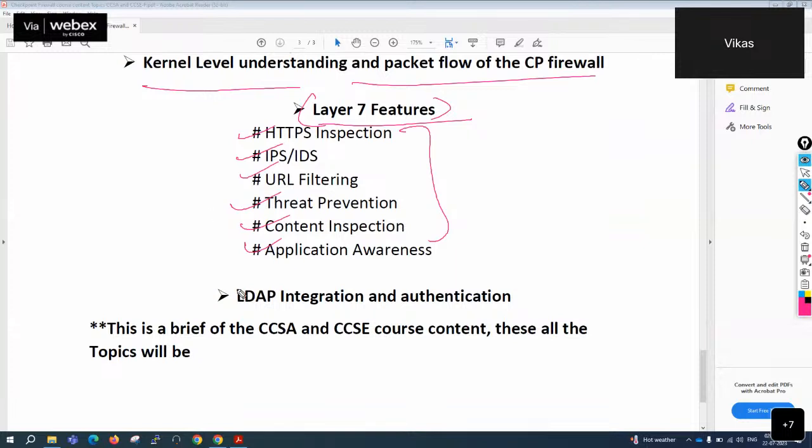After that, I'll be demonstrating the LDAP integration and authentication of LDAP on this particular Check Point firewall. So this is the brief of the CCSA and CCSE course content. There are multiple subtopics already there in this course, but I did not mention them, right? Because otherwise this PDF would have been a very lengthy PDF. So I did not want that, and that's the reason I have not mentioned the subtopics. I have given the bigger topics available over there, right?